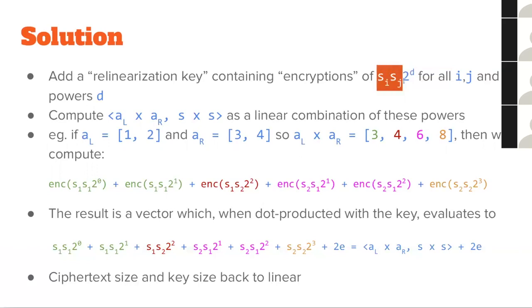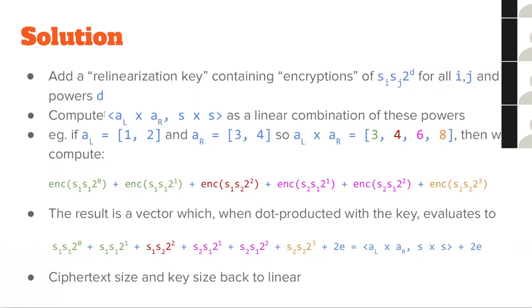And not just those elements, it's also going to contain those elements times 2, those elements times 4, those elements times 8, and so on and so forth going up, pretty much all the way up until for every power of D that's smaller than your modulus. And so what this lets us do is compute an encryption of the dot product of AL exterior product AR with S exterior product S as a linear combination of SI, SJ times 2 to the D.